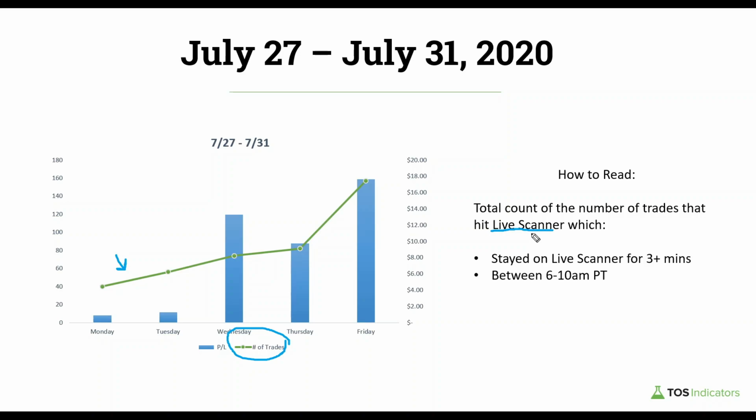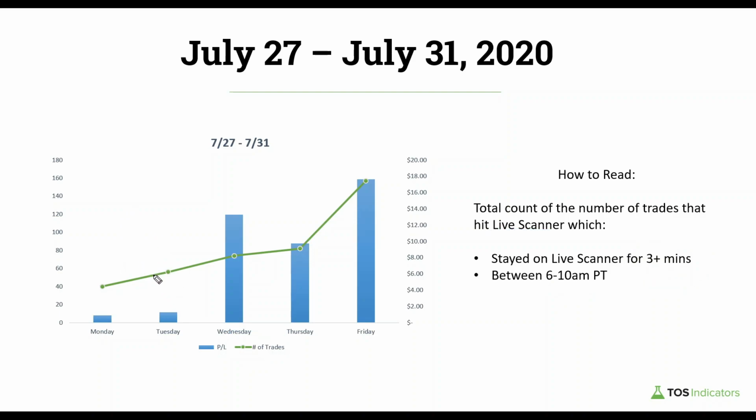Off of that, I've just added in two very simple filters. One is time: I'm only looking at entering new trades between 6 to 10 a.m. Pacific. And the second is it needs to have been on the live scanner for at least 3+ minutes. The reason for this is to assume that 3+ minutes gives you more than enough time to actually enter the trade. It wasn't one of those where we breached our volatility box clouds and then very quickly hit our target. So these are trades that you actually had an opportunity to enter. Now, using both of those filters, let's take a look to see what the results were like.